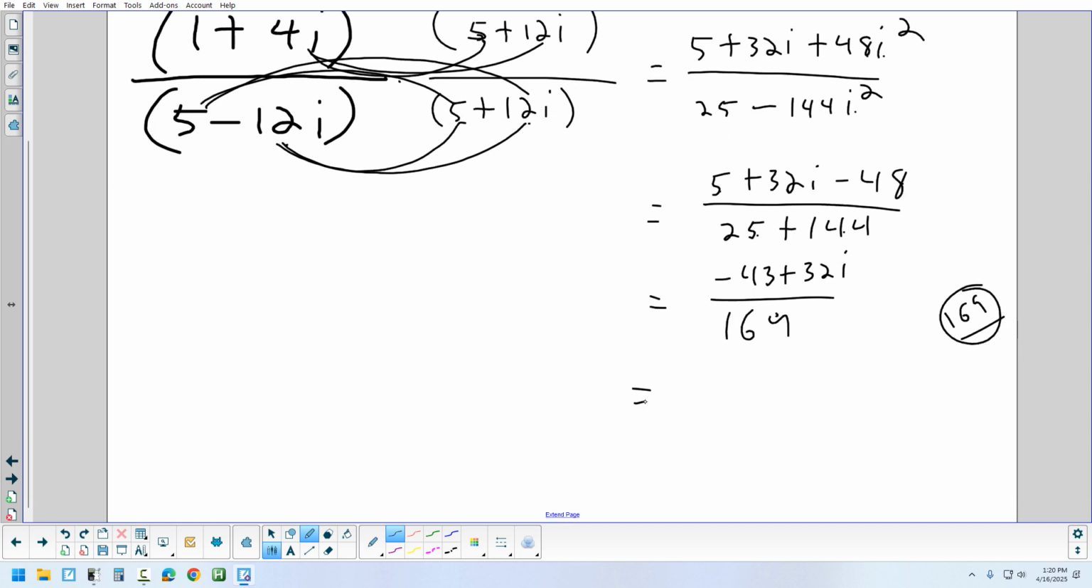What's going to be the real part? Negative 43 over 169. Perfect. Plus 32 over 169. And again, if you put the i next to the 32, it's okay. But normally, they put it next to the fraction.